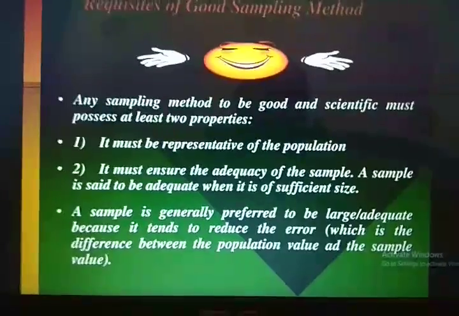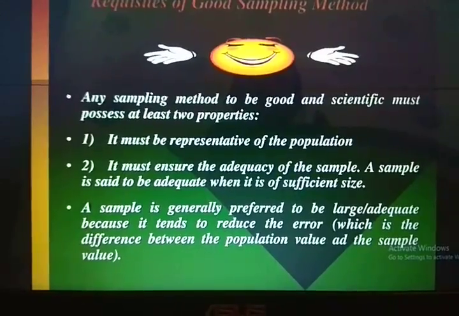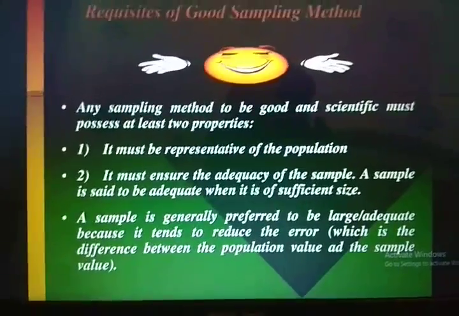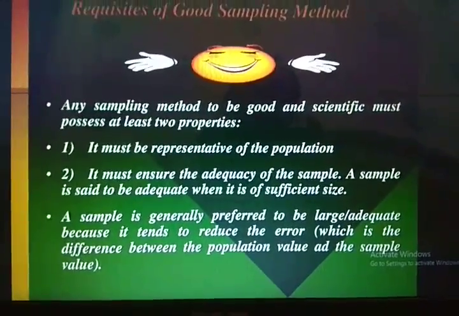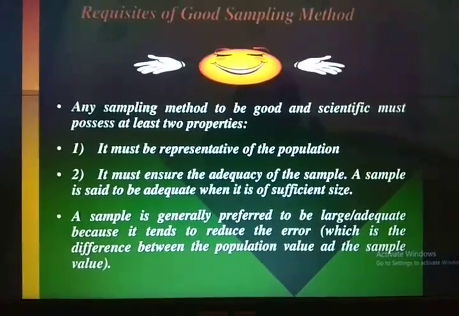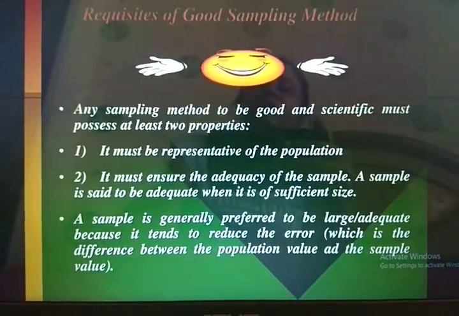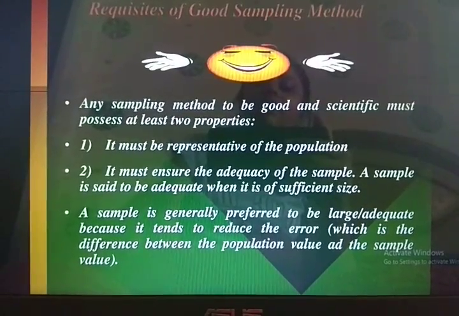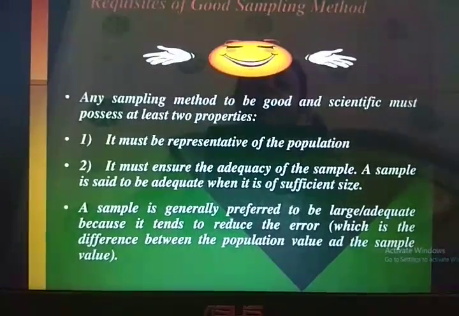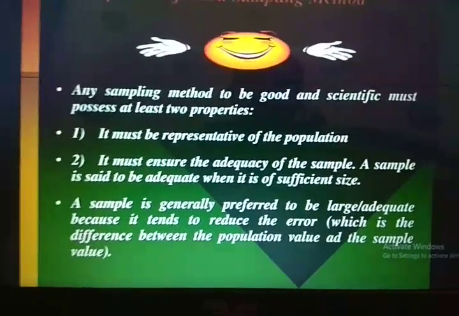That means, for example, in order to study anything, if you have a group of 100 people, you may select at least 10-20 people as sample out of that. So it all depends, and even the number of people you are selecting as sample also depends upon what? It also depends upon the homogeneity of the factors which are existing. So the size of sample should be adequate, and a sample is said to be adequate when it is of sufficient size. A sample is generally preferred to be large or adequate because it tends to reduce the error, which is the difference between the population value and the sample value.